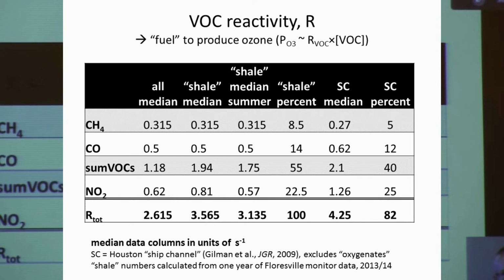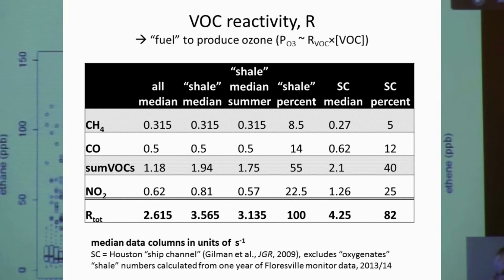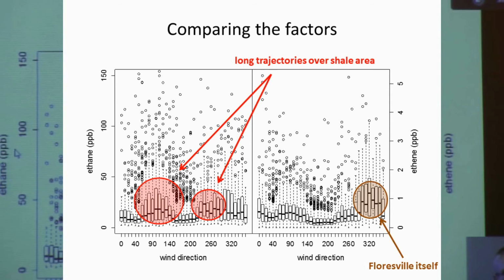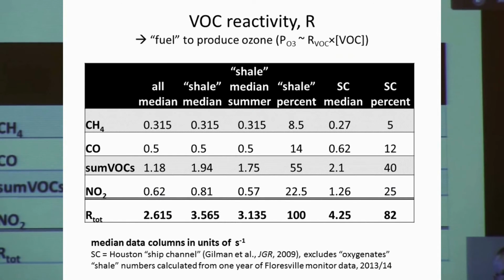So what do we observe? The first column is all data. The second column is when I only consider wind directions from the east to the south, which is one of those areas here that have the highest median. In the third column, I only looked at summer values.